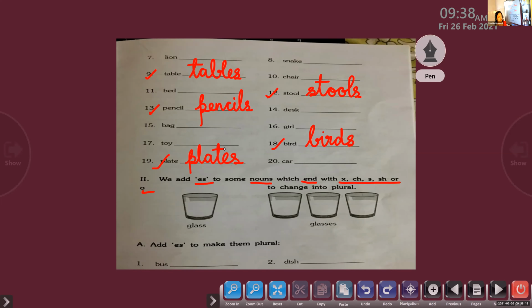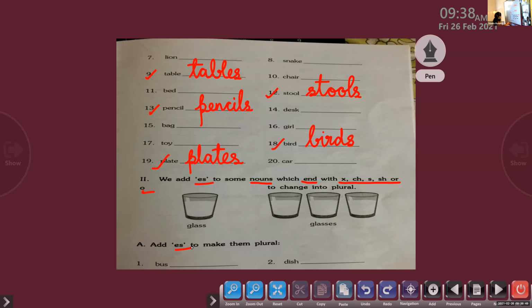And we add ES to the nouns that end with X, CH, S, SH or O. What are they? Nouns that end with X, CH, S, SH or O. Got it? What do we add at the end of these nouns? We add ES to make plural. Are you ready to go ahead? Yes. Muhammad Ali, unmute.